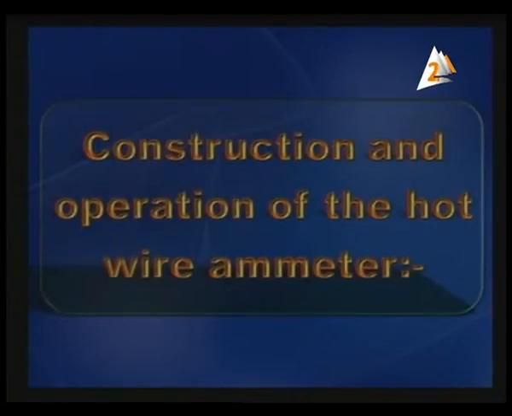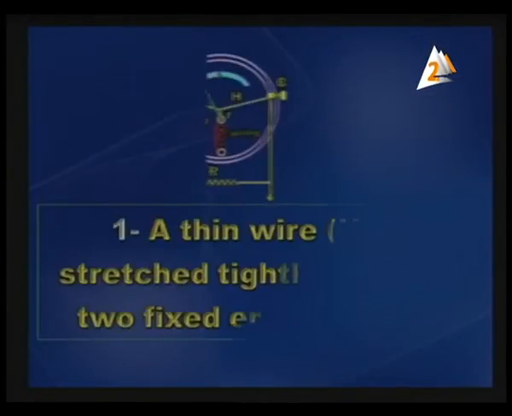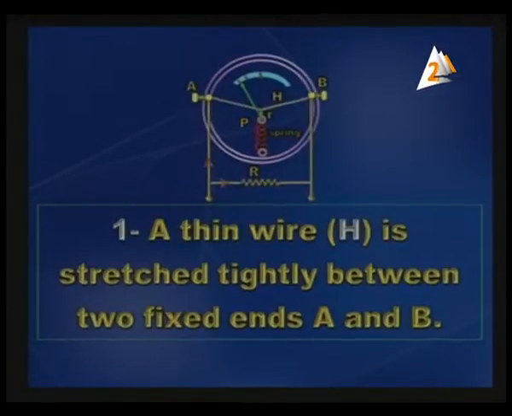And now we'll talk about the structure or construction of the device. So, construction and operation of the hot wire ammeter. We've got a thin wire in front of you, denoted by capital letter H, and the thin wire is stretched tightly between two fixed ends A and B.